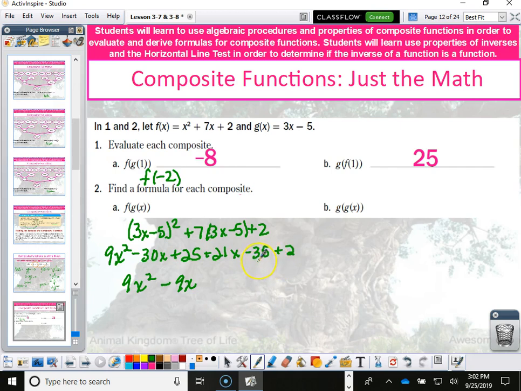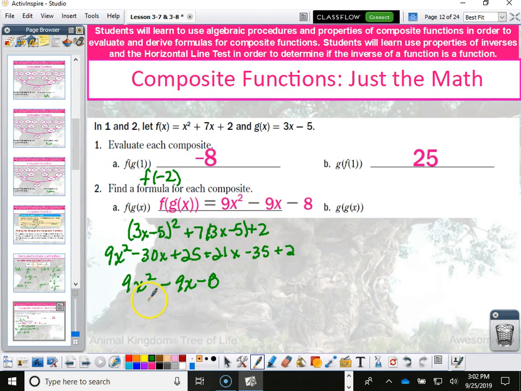25 minus 35 is negative 10. Negative 10 plus 2 is negative 8. And that is what the textbook says.